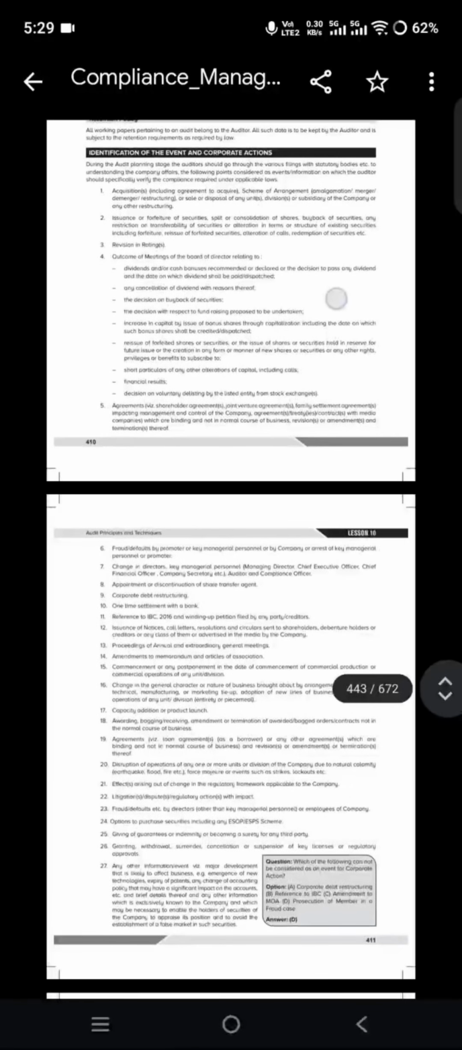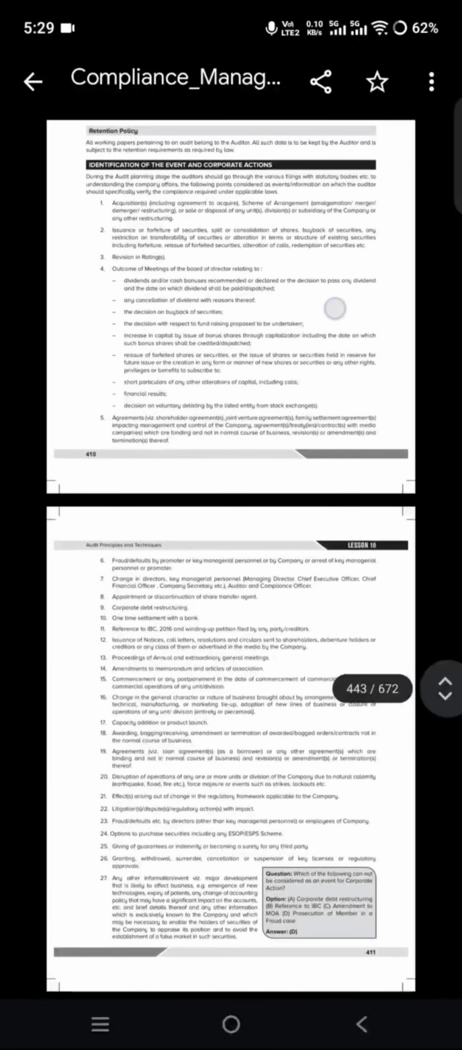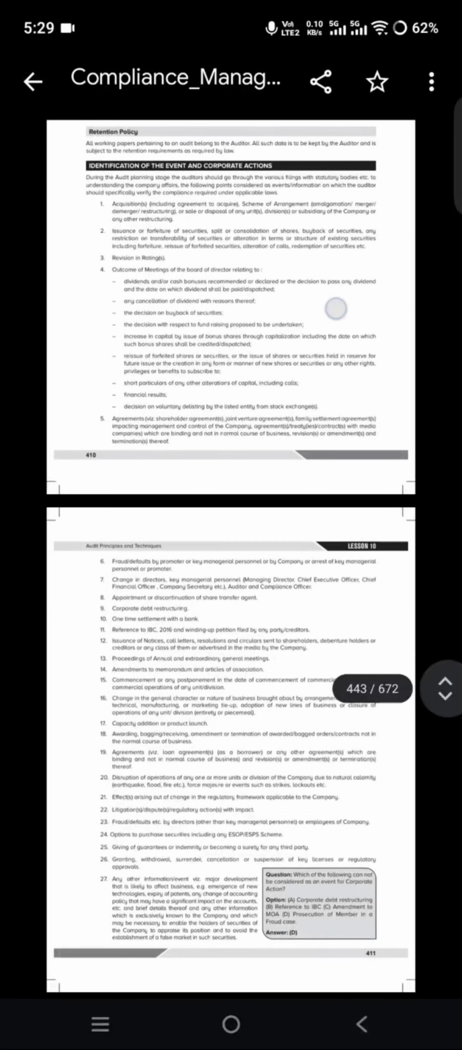What and all: acquisitions, forfeiture of shares, revision in ratings, meaning before the company was in AAA, now AA, like the ratings. Also outcomes of the meetings of the board of directors, agreements, frauds, change in the directors, appointment or discontinuation of the share transfer agent, corporate debt restructuring, one-time settlement. Enough. Next, testing methods used during the audit procedure.